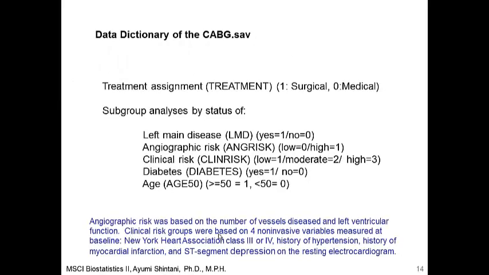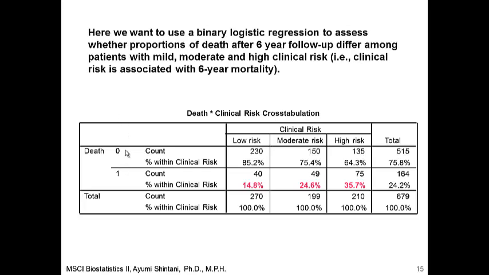Clinical risk groups were based on 4 non-invasive variables measured at baseline: New York Heart Association Class 3 or 4, history of hypertension, history of MI, and ST segment depression on the resting electrocardiogram. The outcome is death, which is a binary variable, 0 or 1. The clinical risk is categorized into 3 groups: low, moderate, and high risk. Today we are going to assess how clinical risk affects 6-year survival.